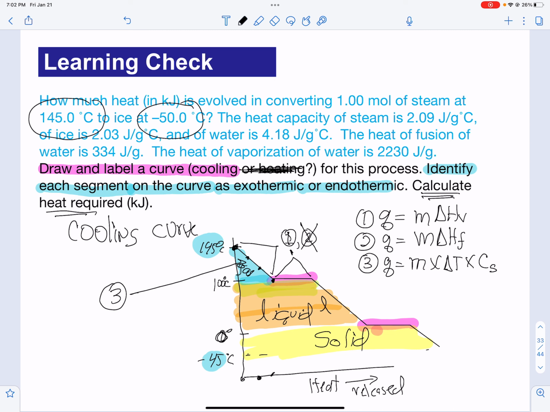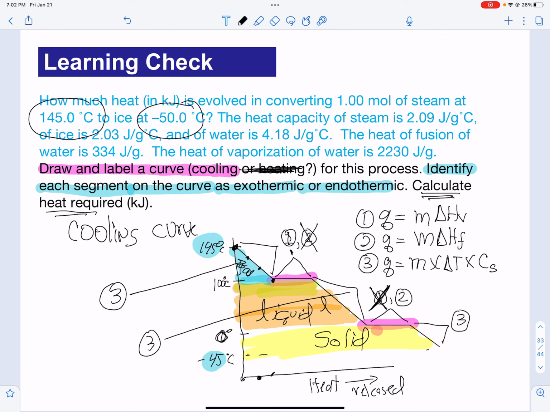For this particular section, the temperature is changing again, so I'm gonna be using formula 3. For this particular section, the temperature doesn't change, so I can only use 1 or 2, but this is going from liquid to solid, that's freezing, so I'm gonna have to use fusion. Fusion is the one that is used for freezing or melting. And then for this particular case, I'm gonna have to use formula 3 again, because the temperature is going from 0 to minus 45, so the temperature is changing.